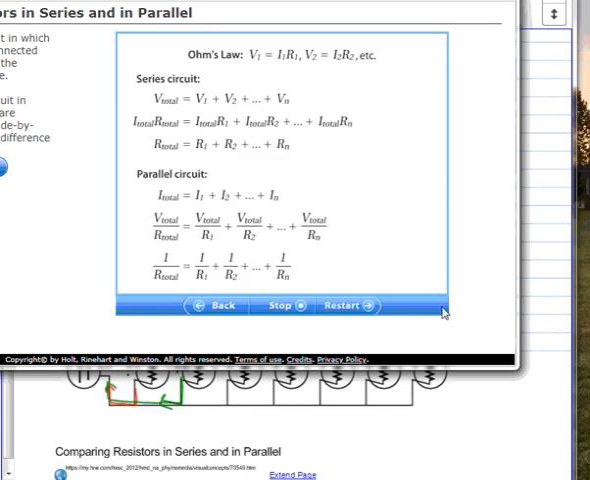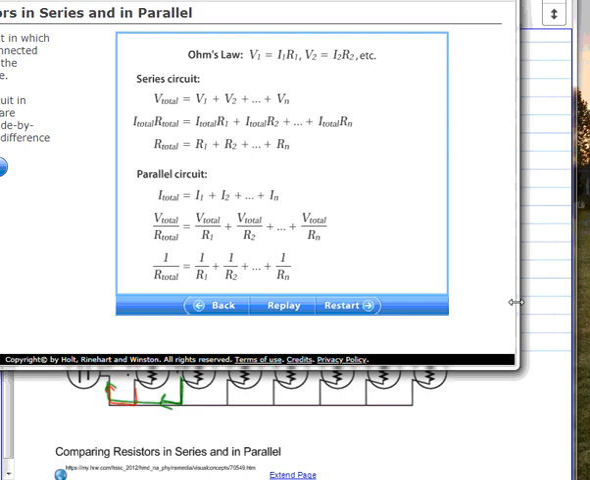Ohm's law can then be used to show how resistances behave in series and parallel circuits. In series circuits, because voltages are additive, so are the resistances. In parallel circuits, however, because the currents are additive, the reciprocals of the resistances are additive. So we'll take a little more time looking at what they went over very quickly here.